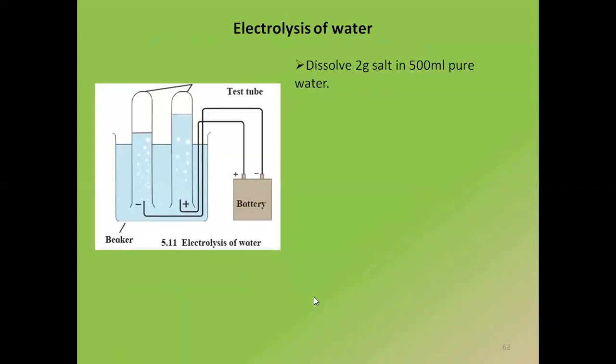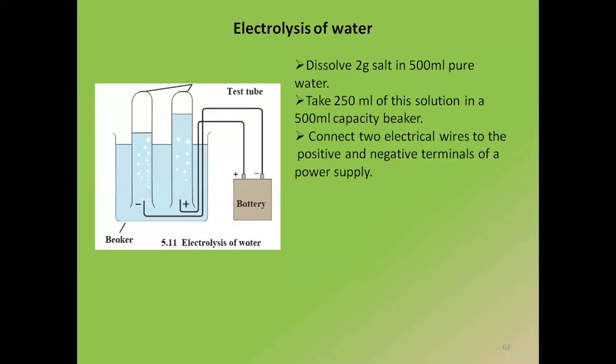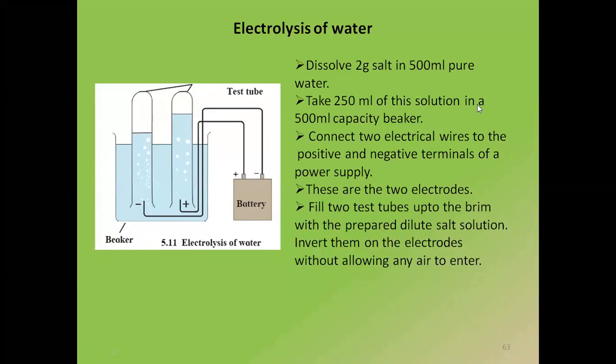First, I am going to dissolve 2 grams of salt in 500 ml pure water to make sure that it conducts electricity. Then I am going to take 250 ml of the solution into a 500 ml capacity beaker and connect 2 electrical wires to the positive and negative terminals of the power supply. These are called the electrodes. Fill the 2 test tubes up to the brim with the prepared dilute solution. Invert them on the electrodes without allowing air to enter inside.